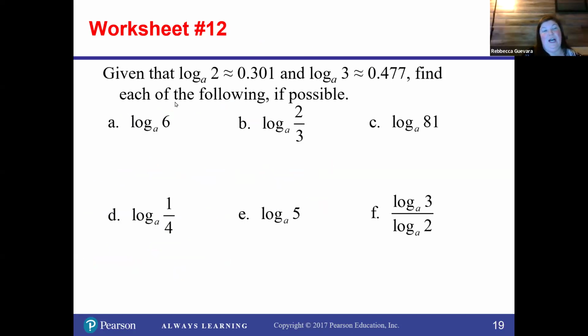So number 12, you're going to use the rules that we had just established about products and sums and all that to go through this and figure out how you can break up these questions so that you can solve them. Given that log base A of 2 is 0.301 and log base A of 3 is 0.477, we want to find log base A of 6, log base A of 2/3, log base A of 81, log base A of 1/4, log base A of 5, and log base A of 3 over log base A of 2.